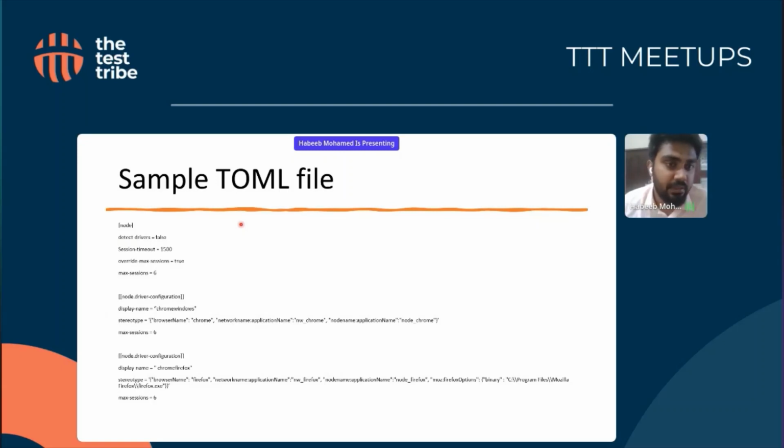But sometimes in a particular machine we just want Chrome or Firefox. In some machines we just need Safari. In such cases we can set detect driver equal to false, and then session timeout equal to 1500. Selenium has a default configuration of 5 minutes, where if the hub or node doesn't receive any request within those 5 minutes, it will kill the session.